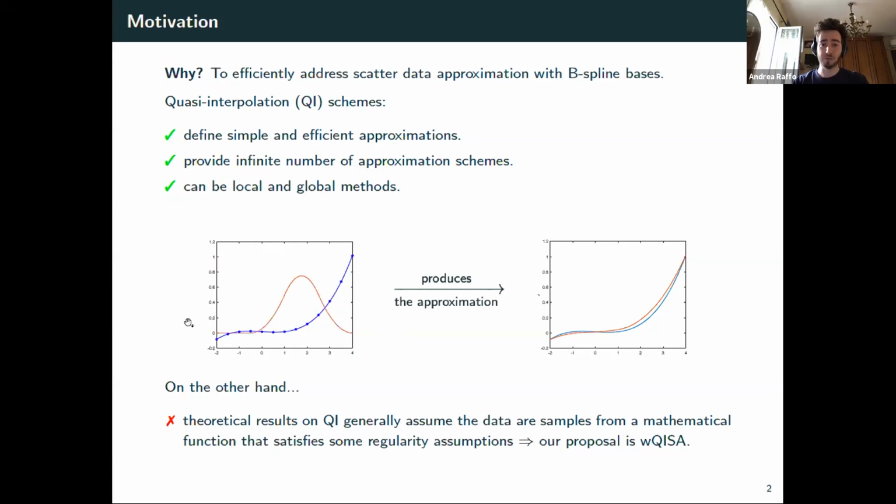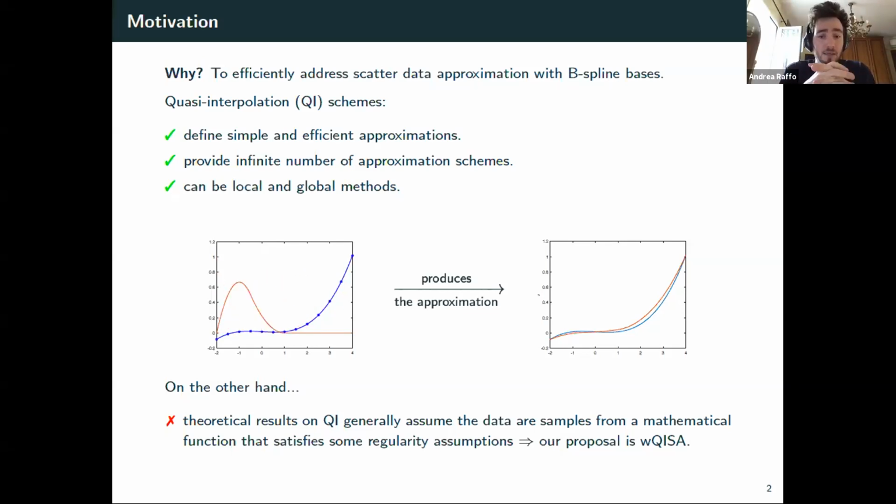In the left picture, you can see an example of a univariate B-spline in red. The coefficients of this linear combination are explicitly computed by some values, which are sampled from the function itself that we want to approximate. Quasi-interpolation schemes are popular because of their simplicity and efficiency, because they do not require solving any linear system. They define infinite approximation schemes, and moreover, they can be potentially local and global methods, according to the data that we are studying.